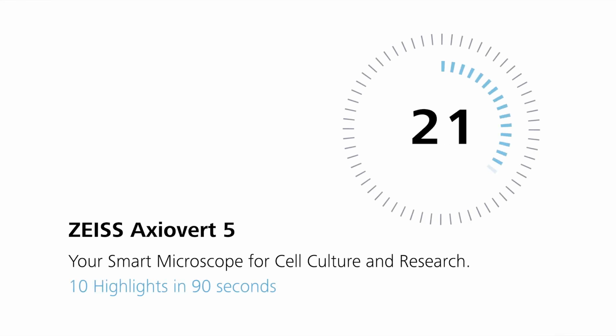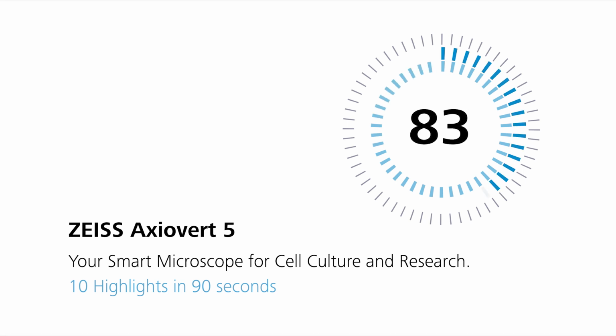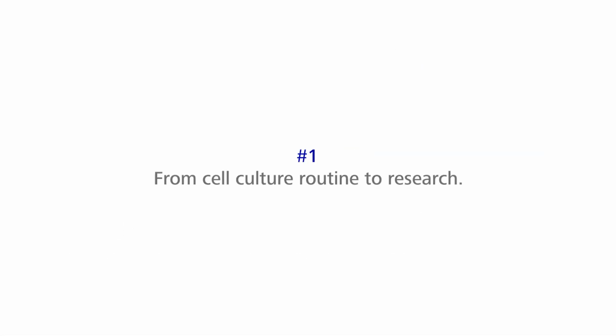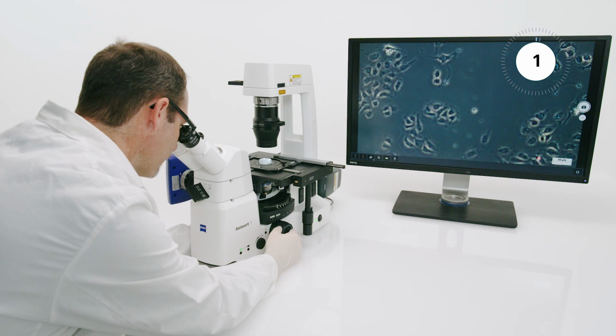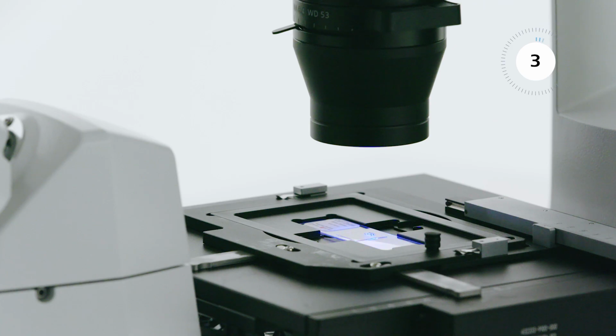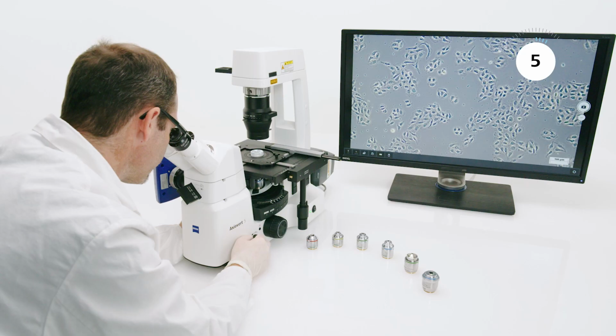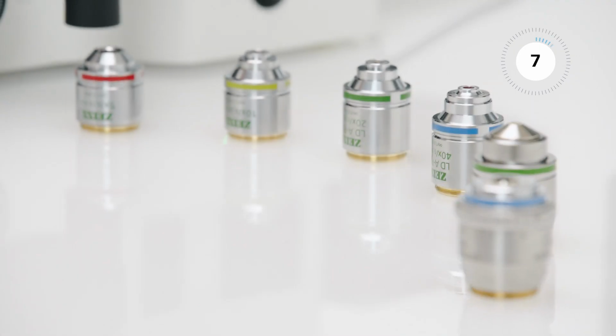Zeiss Axiovert 5, your smart microscope for cell culture and research. 10 highlights in 90 seconds. Acquire outstanding images in transmitted light only or in combination with fluorescence. The 6x encoded nosepiece and reflector turret can even cope with advanced research demands.